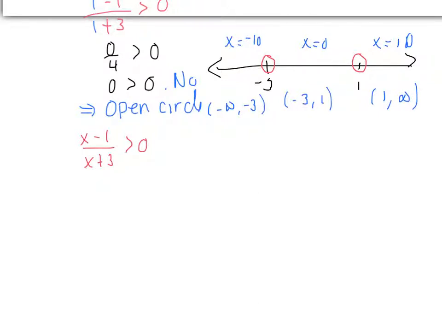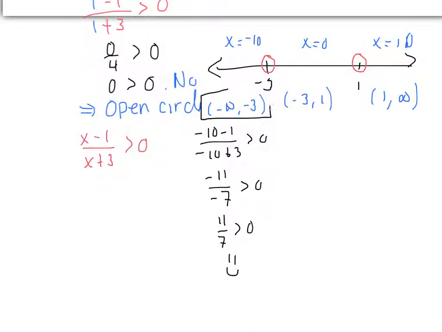And so when I plug in negative 10, I get negative 10 minus 1 over negative 10 plus 3. I'm trying to see if that's greater than 0. In the numerator, I get negative 11. In the denominator, I get negative 7. But a negative divided by a negative is a positive. And this really is greater than 0. So yes, this is an interval we keep.